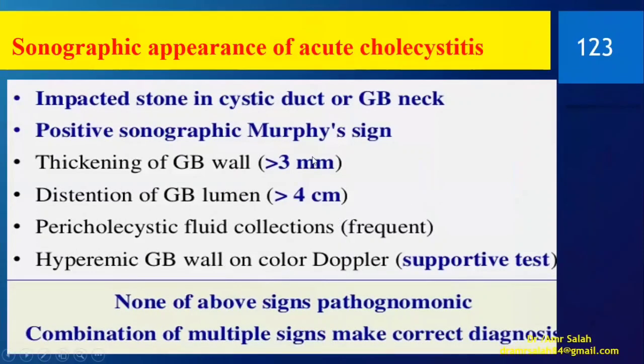All right, so back to our list. As we said, none of them on its own is pathognomonic. As we have seen, thickening of the gallbladder can happen in other conditions. As we have seen, the Murphy sign can be negative if the patient has acute cholecystitis. The stone can be present without being impacted.